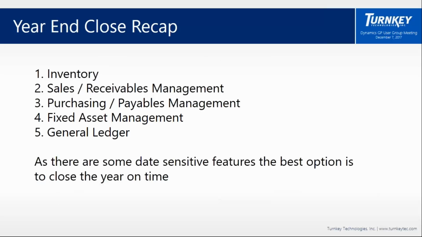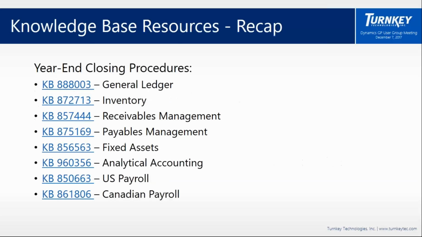Okay, again, to recap, this is the order that we want to go through in the year-end close: inventory, sales, purchasing, fixed assets, then GL. And again, I just want to make sure that you realize that the date-sensitive features make it best to close your year on time as much as possible. And then there's a recap of the different knowledge base resources, the KB articles that you would want to use. I think that's all I have.